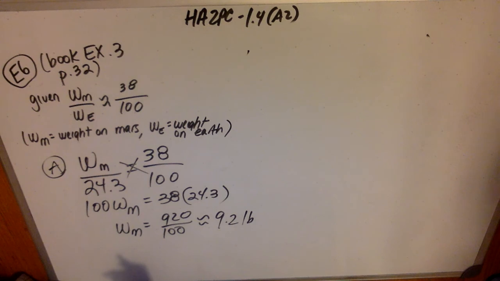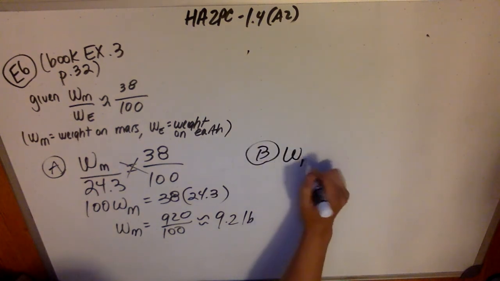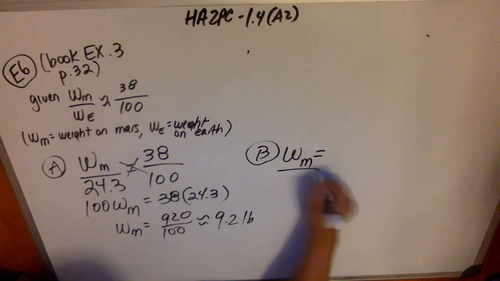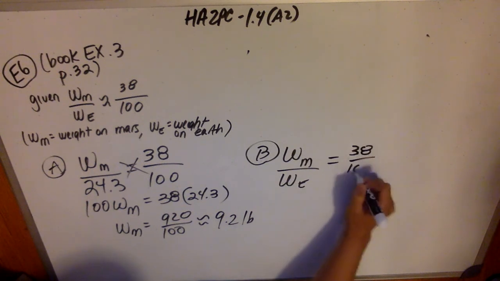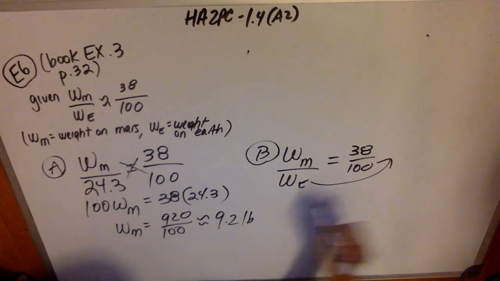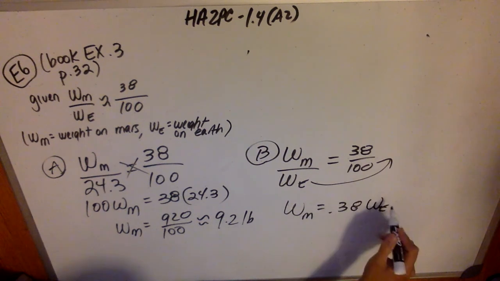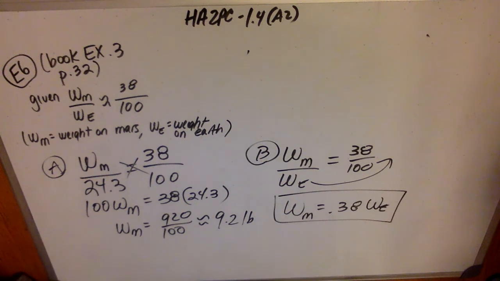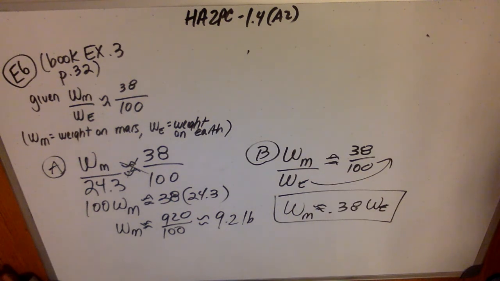The second thing I'm asked to do is write the direct variation equation. Well, the funny thing is I was basically given that equation already, right? Because I was given that Wm over We is equal to 38 over 100. So if I just multiply the We over, Wm equals 0.38 times We, there's my direct variation equation. So you don't really have to do much to it. And again, these are both approximate, technically, because it's not actually an equal value. They were just giving us an approximation. But that's the idea. So that's your example 6.